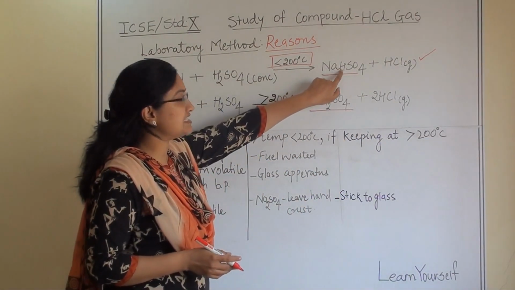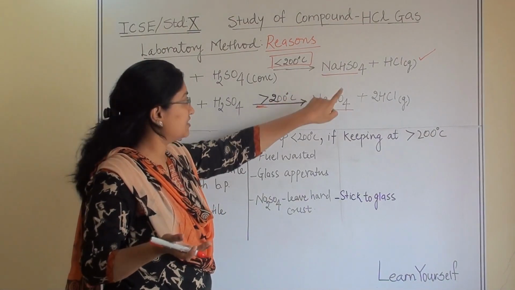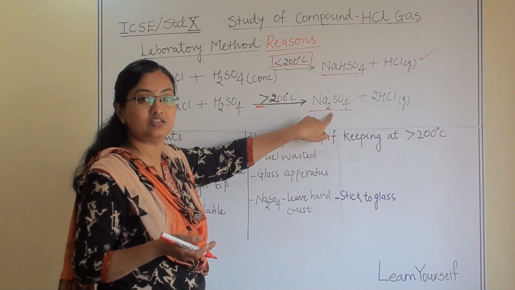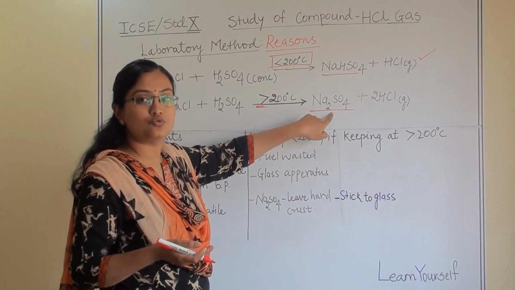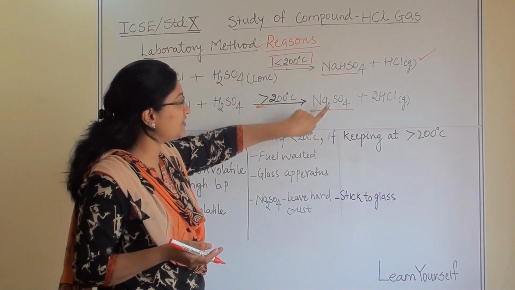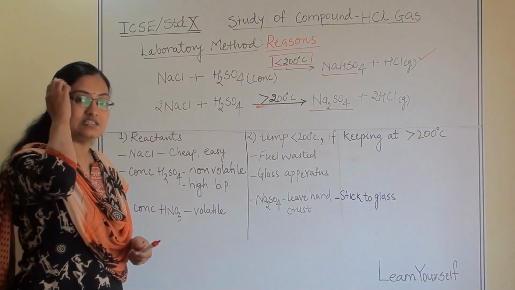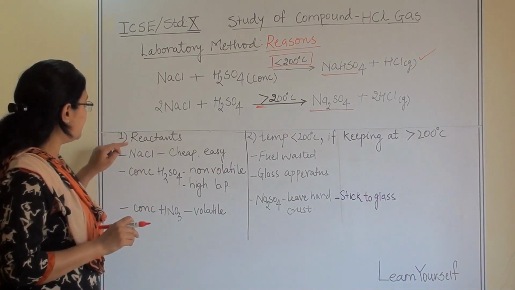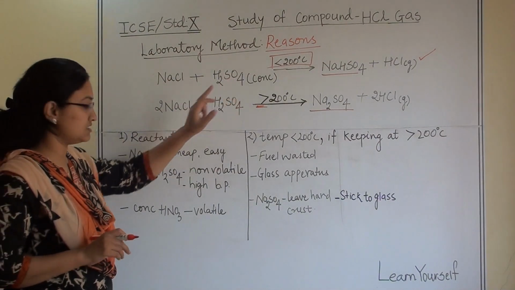When hydrogen is there in between, it is named as bisulfate. Wherever the hydrogen is not there, the formula is Na2SO4 and it is sodium sulfate. Sodium bisulfate, sodium sulfate. Now let us see the particular reasons for each. First one, reactants. Why we are using these two reactants?